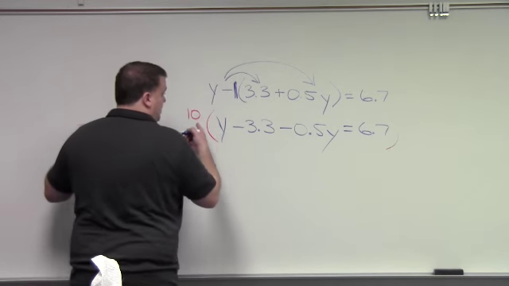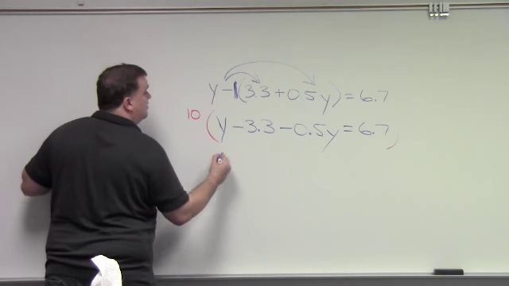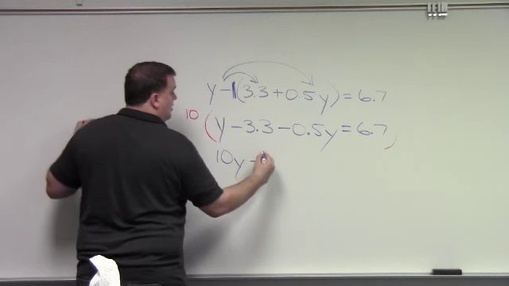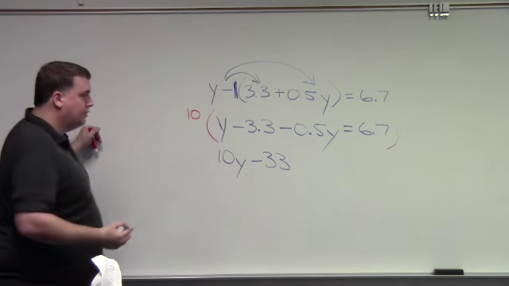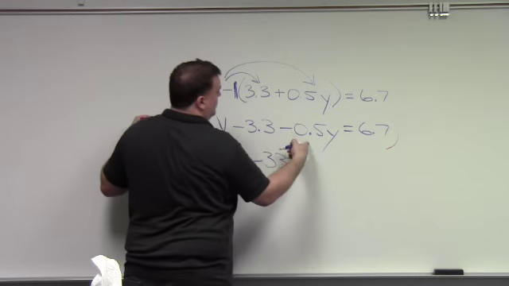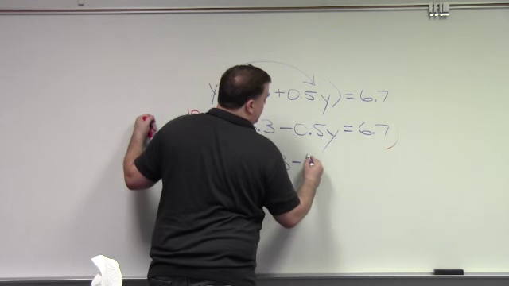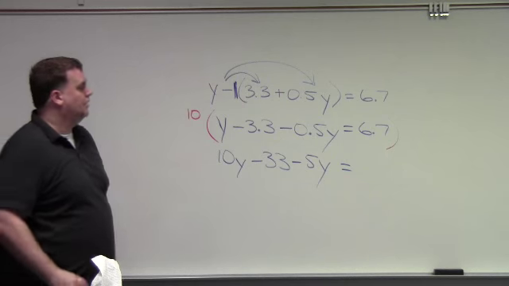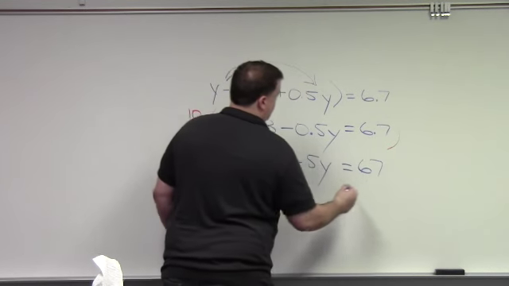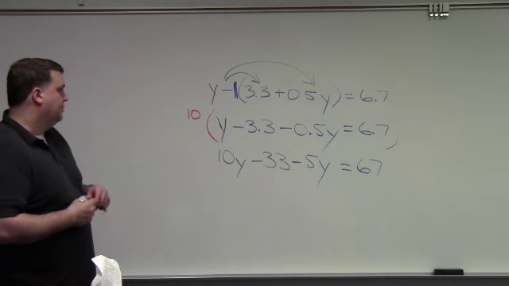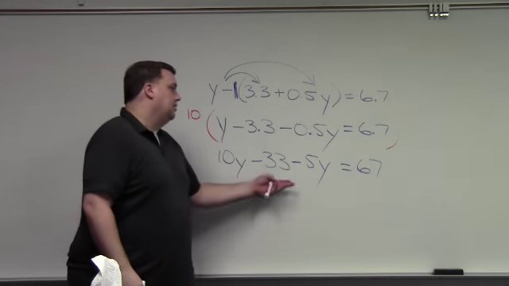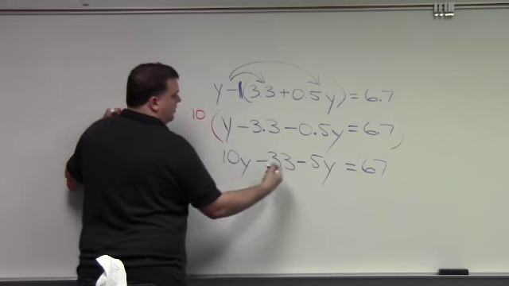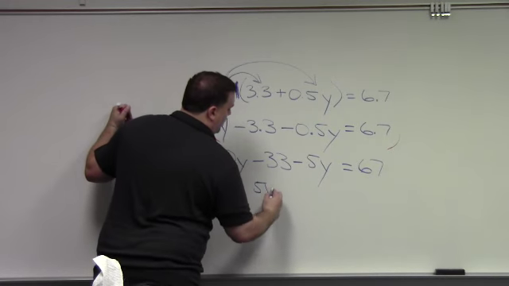But we have to multiply by everything, even stuff that doesn't have a decimal. So 10 times y, 10y. 10 times 3.3 just moves the decimal one place over. 10 times 0.5, we'll just make that 5. And then 10 times 6.7, 67. So we've cleared our decimals out. Any like terms we can add on the left side? 10y minus 5y. What's that? 5y.